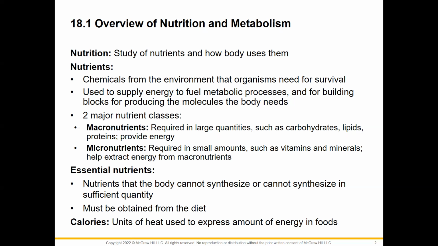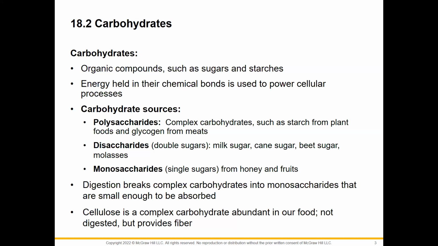When we look at a nutrient and we say it has 120 calories, 100 calories, or 10 calories, we're saying that is a unit of measurement of how much heat can be produced by that thing. And that heat that is produced is a byproduct of energy from that food being released and your body being able to use it.